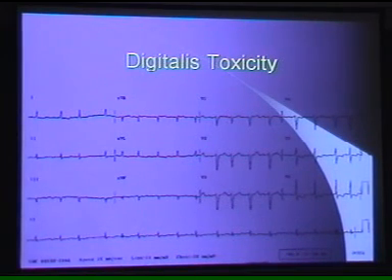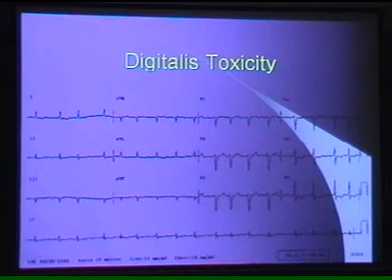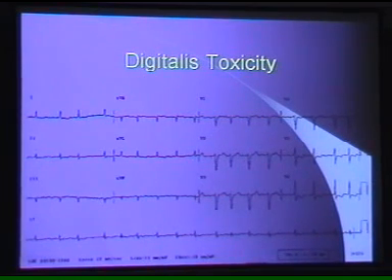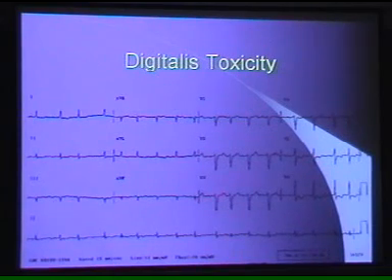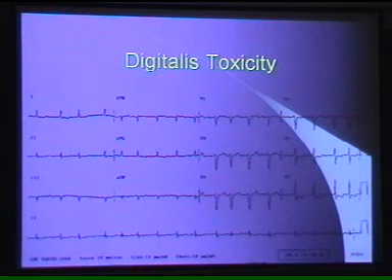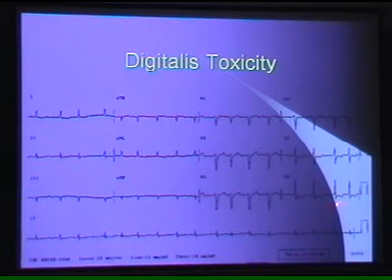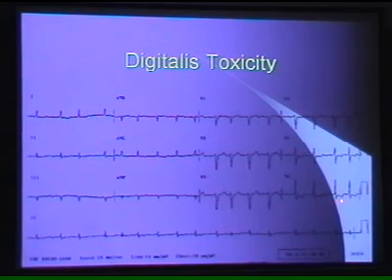Not only can we pick up the cardiac abnormalities from the ECG, we can also pick up the changes from various drug toxicities in the ECG. A very commonly used drug is digitalis, and its toxicity can be manifested by this type of change, which is a scooped depression of the ST segment and T wave.